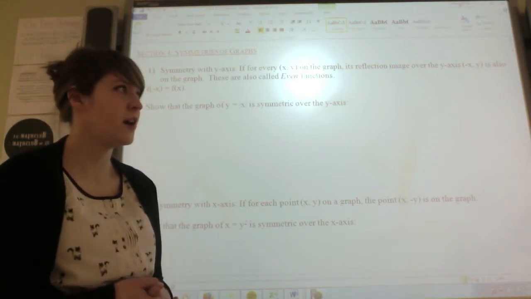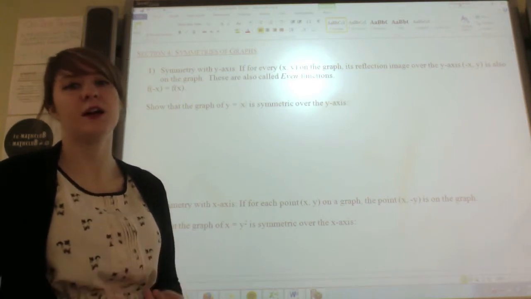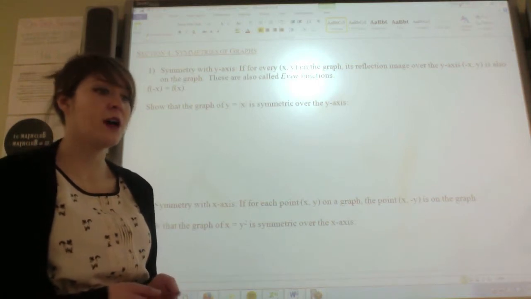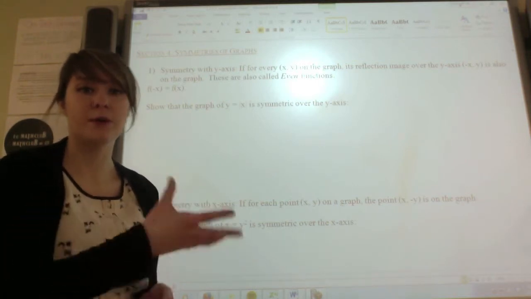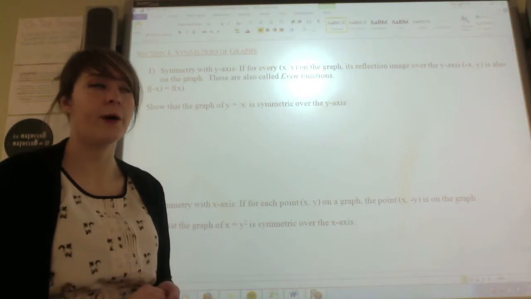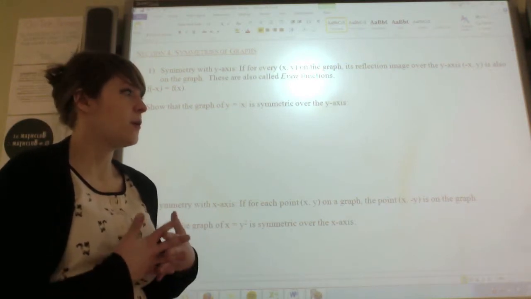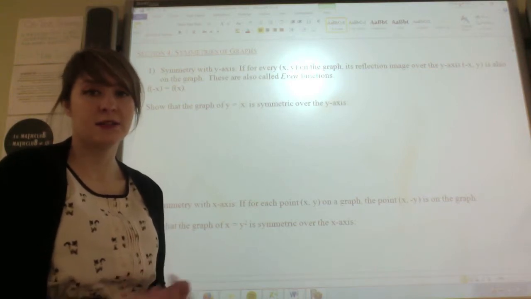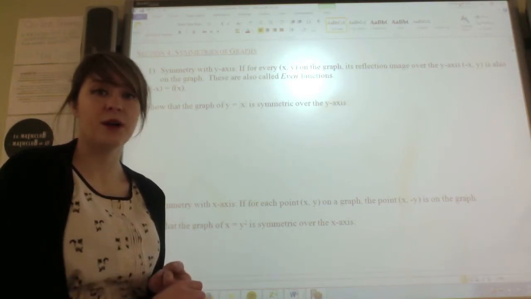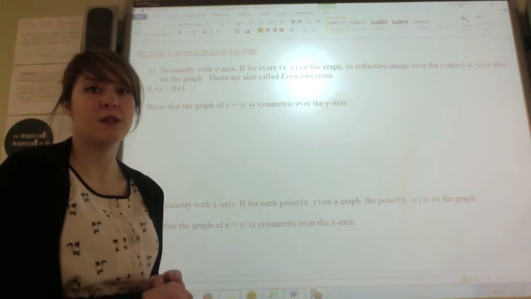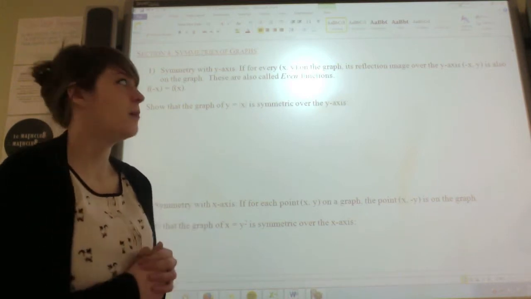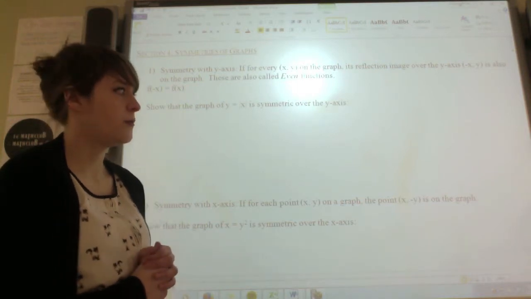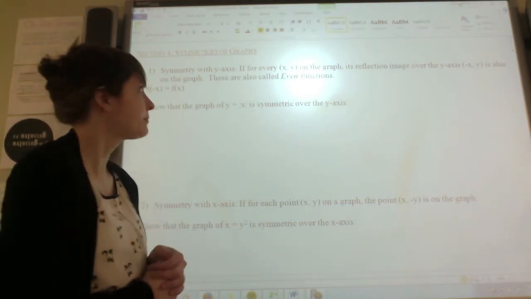We also have other types of symmetry. We have symmetry over any line, really. We have symmetry over the line y equals x. We also have rotation symmetry, so if I rotate a figure, that can be symmetric as well. So the main ones we're going to talk about today are symmetry over the y-axis, rotation symmetry around the origin, and then what it means to be neither. And then we're also going to talk about symmetry over the x-axis as well.